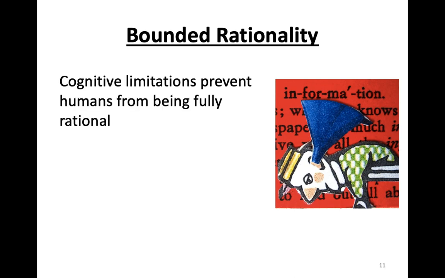The principle of bounded rationality suggests that we have cognitive limitations that prevent us from being fully rational. What are some of these cognitive limitations? Certainly, there are time and cost constraints that limit the quantity as well as the quality of information that is available to us. You can think about, we have the internet available to us. We can do all kinds of research.